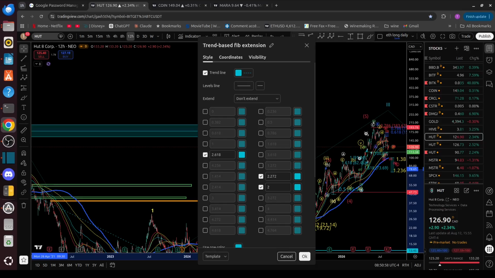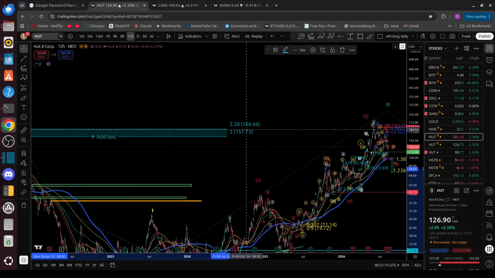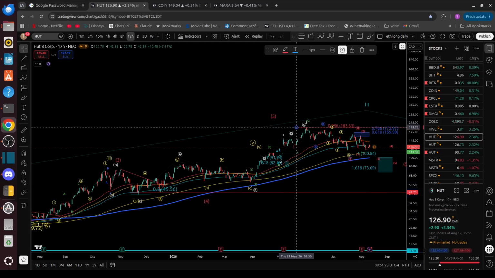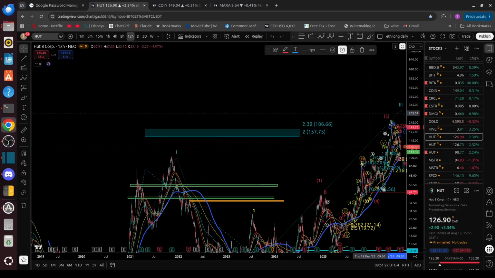I don't know why my settings are not there. Move this one. 186. So yeah, pretty much near that level. I think our maximum was 193, was it? Yeah, 193. Okay, so we did really reach a nice level for this third wave.